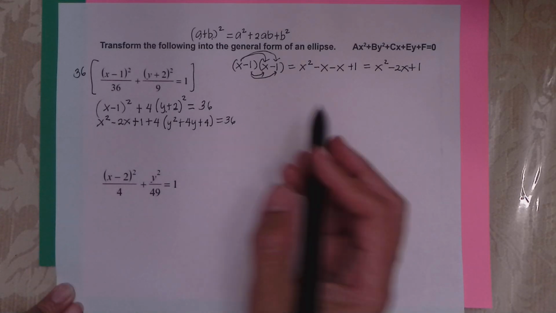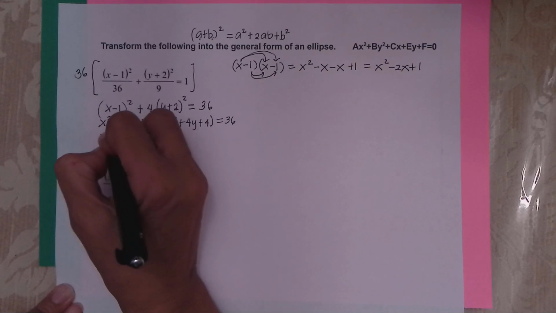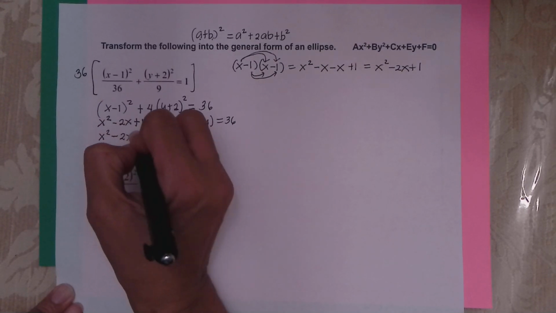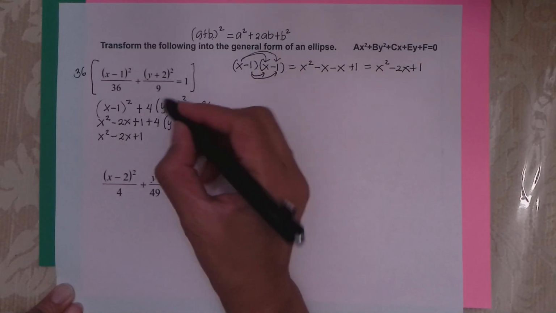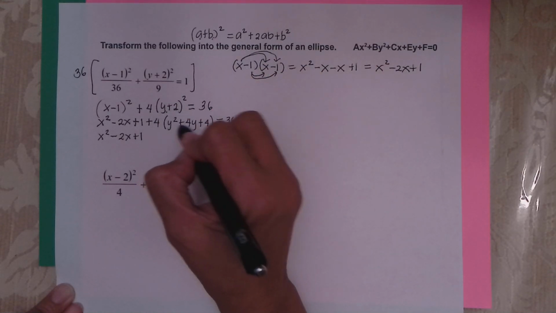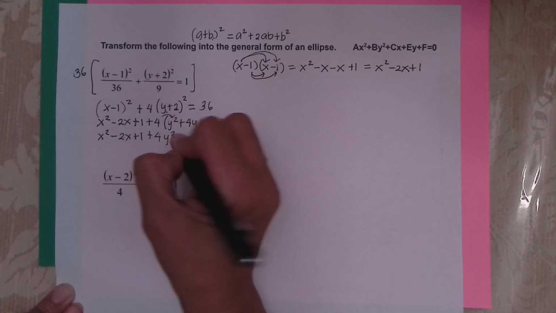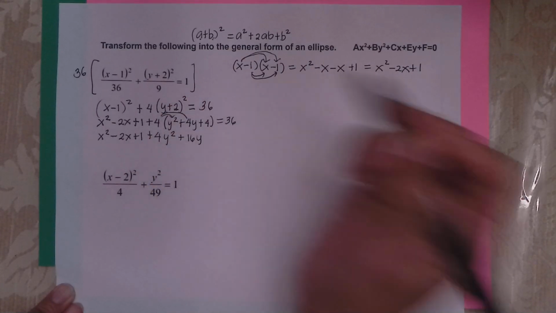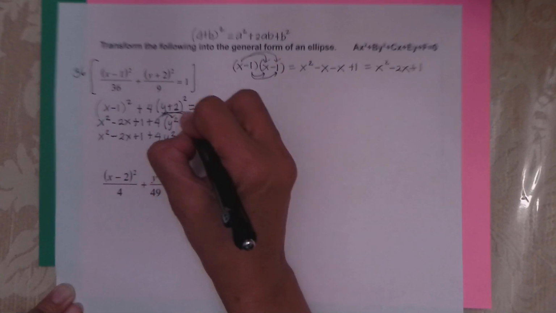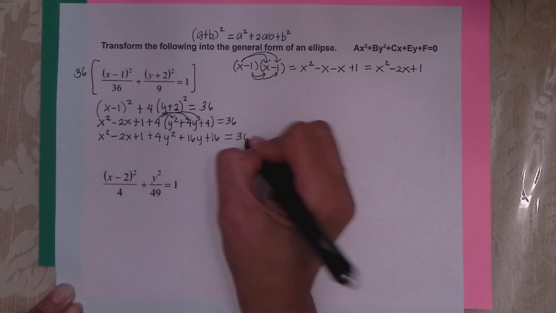Okay, let's go back to what we're doing here. So copy this trinomial, then let's multiply 4 with all the terms here. So we have positive 4y squared plus 16y, because 4 times 4y, then 4 times 4 is 16, is equal to 36.